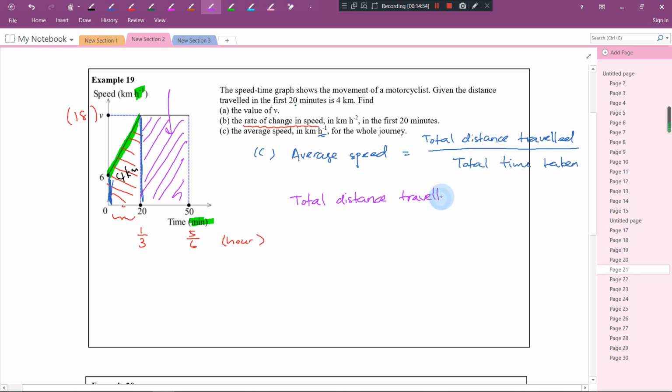Which is equal to 4 plus the area here. So this is 30, but remember, this is minutes. You want to change it to hours, you just take 30 divided by 60. Or if you don't want, you just take this minus this. So this is 30 divided by 60. I get the length here. Then it's times the height, which is equal to 18. Okay, so this is the total distance travelled.